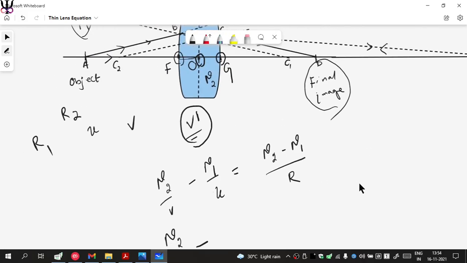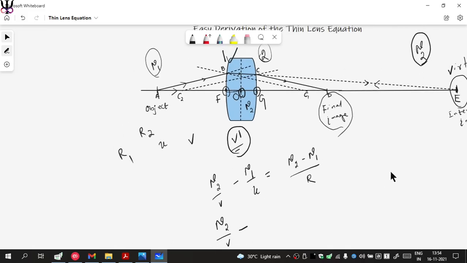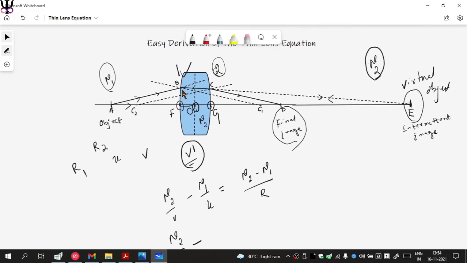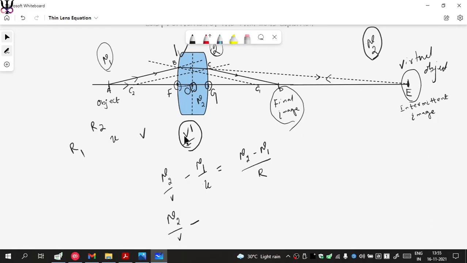In the first refraction, if I go back, at the first interface, the image is not formed at D, it is formed at E, which is the virtual image or the intermediate image. The intermediate image is never actually formed, but we are just assuming that if the second interface were not there, then the image would have been formed at E.